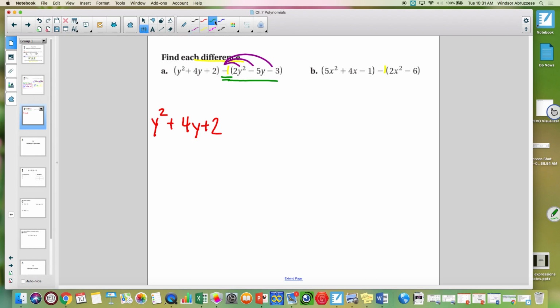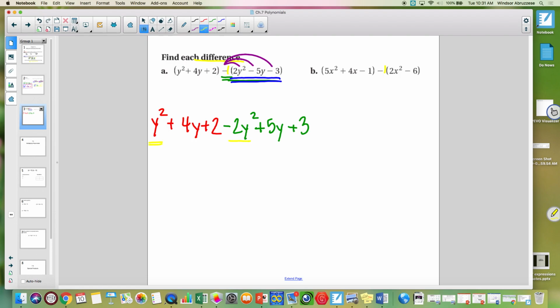So this second polynomial is now going to be minus 2y squared. A negative 1 times a negative 5y is plus 5y. And a negative 1 times negative 3 is plus 3. Again, I just changed all of the signs in my second polynomial. Now I combine the like terms.